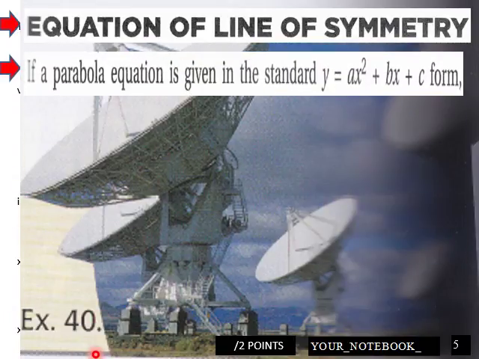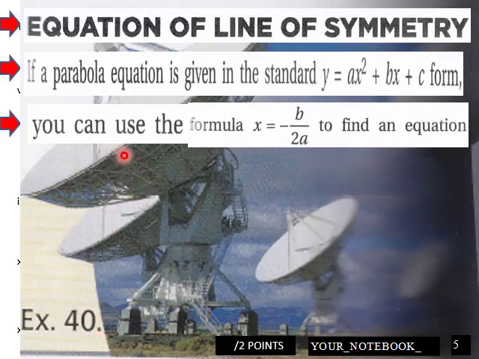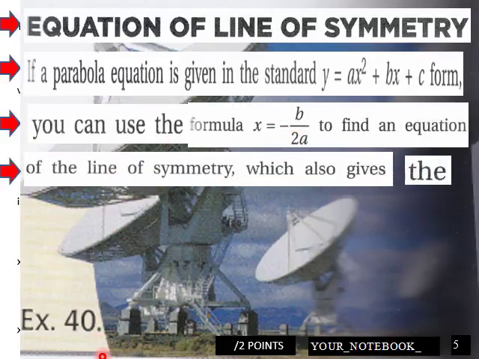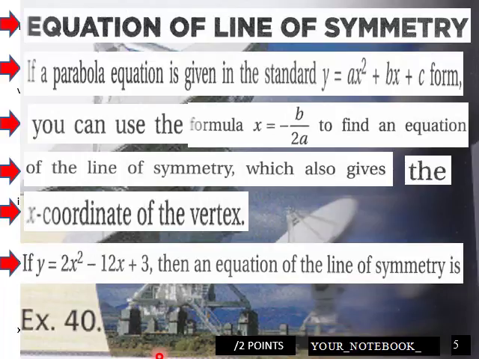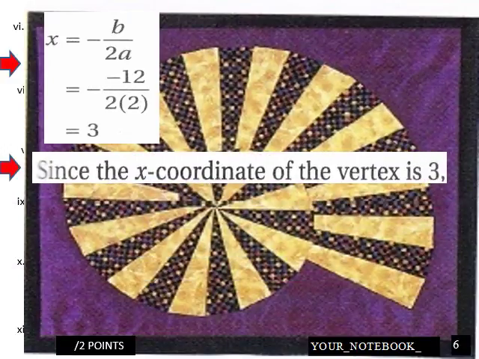The equation of the line of symmetry of a parabola whose equation is given in standard form: you can use the formula x equals negative b over 2a to find the equation of the line of symmetry, which also gives the x-coordinate of the vertex. For example, here, quadratic. So negative b over 2a will be the negative of negative 12 over 2 times 2, which would equal 3.